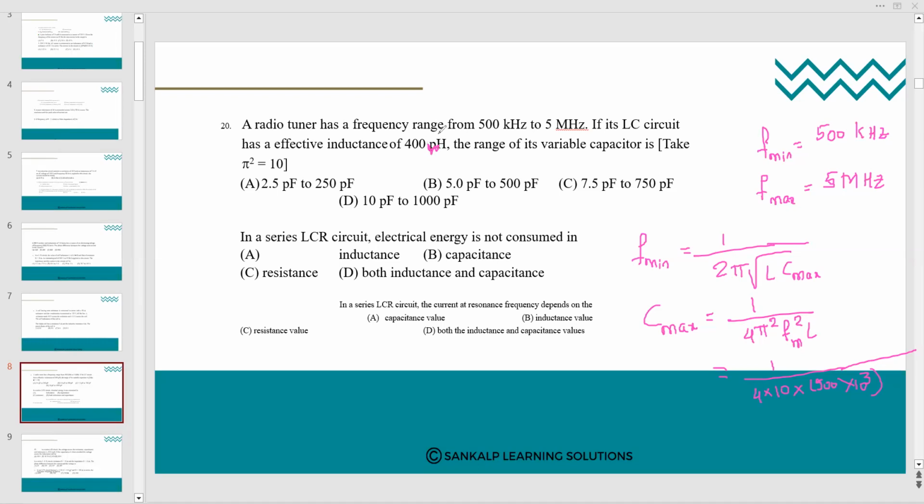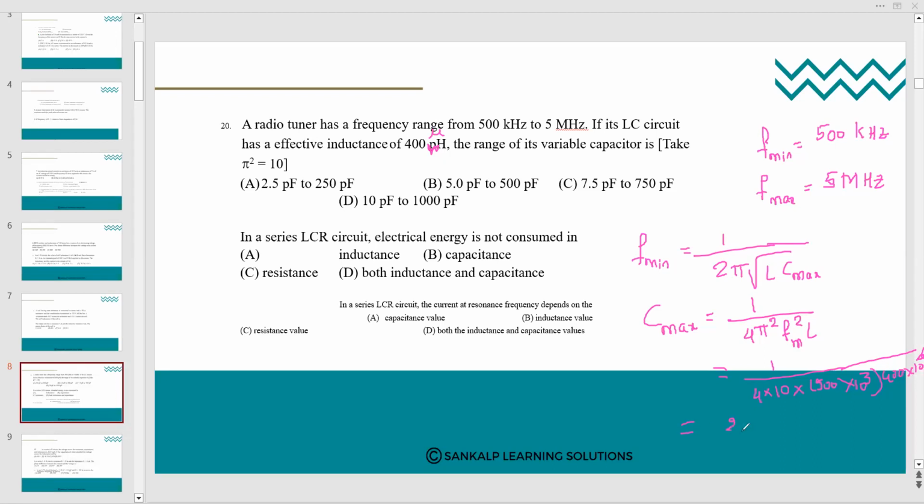It is actually micro. It should be micro, then we will get the option. So here it is 500 into 10 raised to 3, and here it is 400 into 10 raised to minus 6. If you simplify this, 1 divided by 4 into 10 into 500 into 10 raised to 3 into 400 into 10 raised to minus 6.